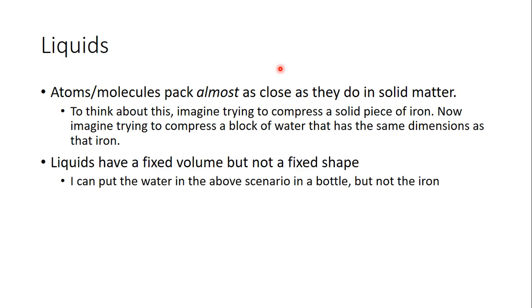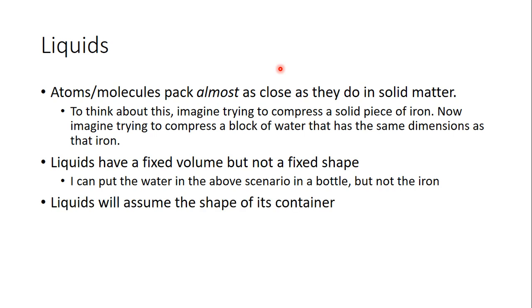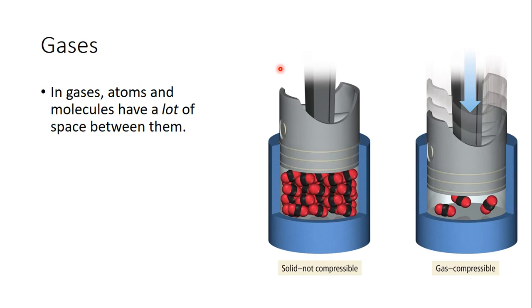Now liquids, they're awesome in that they have a fixed volume but no fixed shape. It's really convenient that I can take liquids like water and put it in a bottle and it fits the shape of that bottle. I cannot take a piece of iron, put it in a bottle, and fit that piece of iron if it's solid. And liquids do not have a fixed shape, so it'll take the shape of the container, as I said.